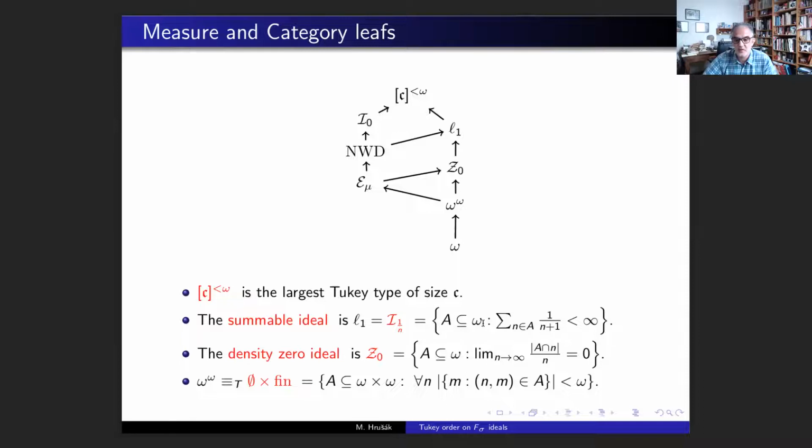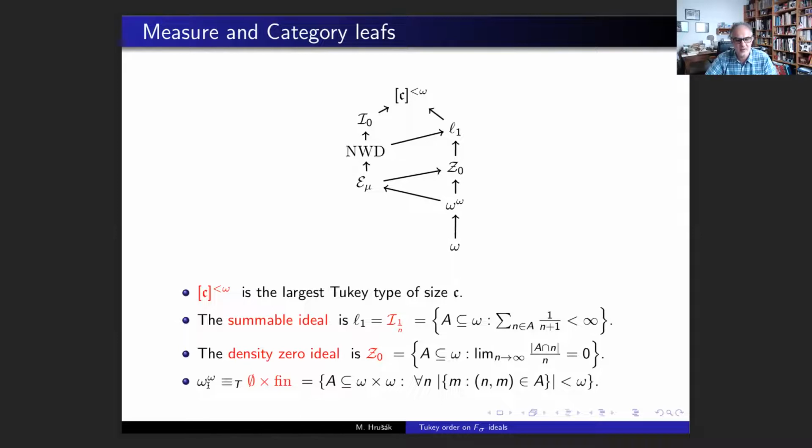is the set of those subsets of omega such that the function 1 over n, or 1 over n plus 1, so that we don't have to worry about 0, sums over the set. And the density 0 ideal, which was the one considered, as I said already, by Isbell, is the set of those subsets of omega such that if we look at the relative density of the set as we go towards infinity, it goes to 0. And, well, of course, omega is represented by finite sets, so that's another P ideal.